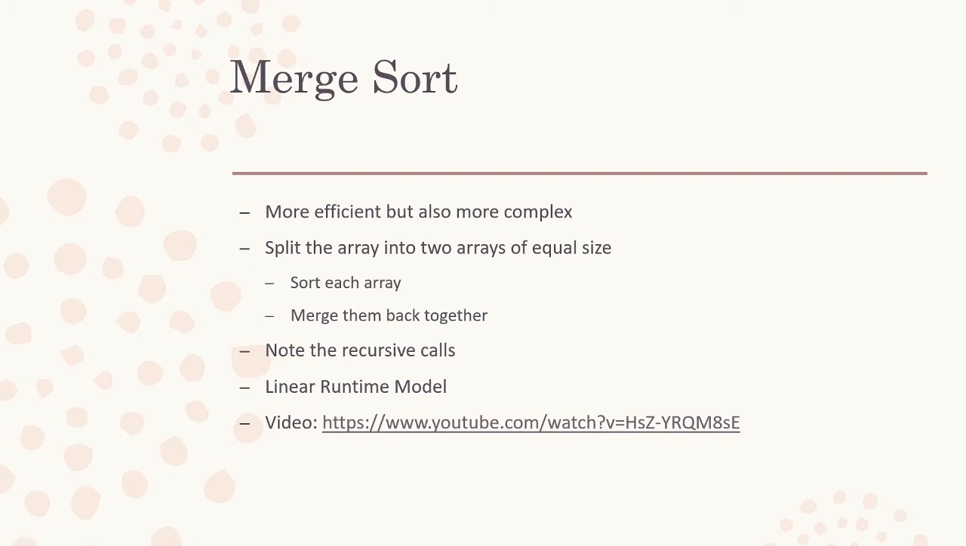But with the merge sort, we go back to a linear runtime model, right, with big O. It's not quadratic anymore because we're minimizing the comparisons that we make by splitting things up into multiple sets.